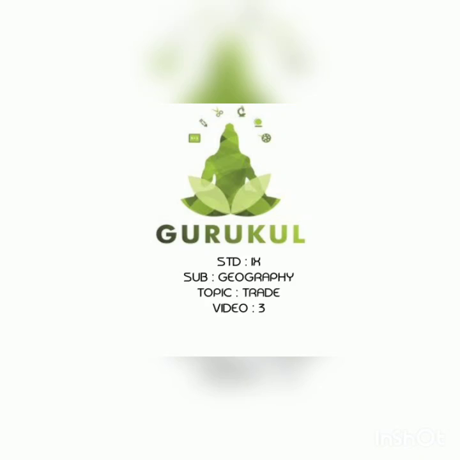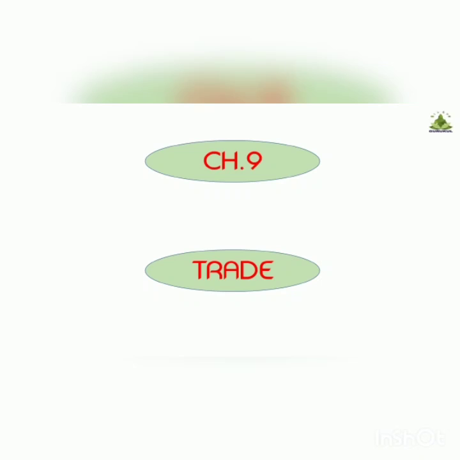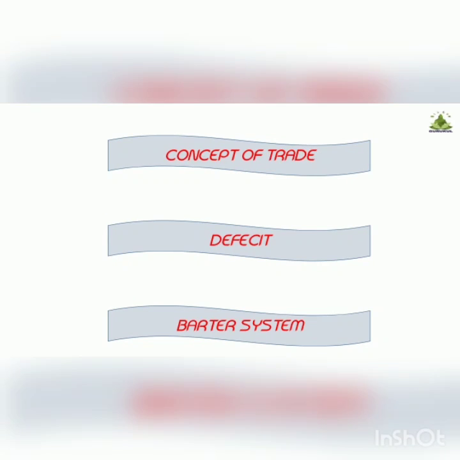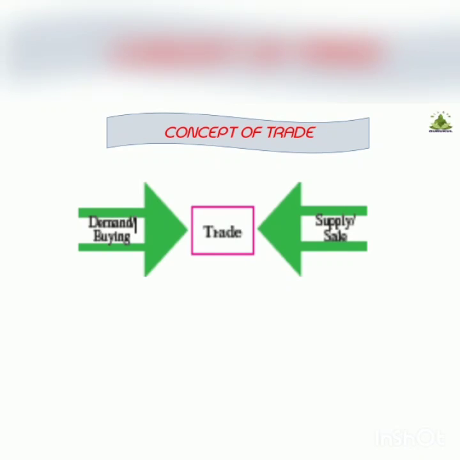So we have already started up with Geography chapter 9, that is trade. In the last video, we have discussed about wholesale market, market commodities, demand, producer and buyers. So in this video children, we'll be dealing with concept of trade, deficit and barter system. So let's start up first with concept of trade.